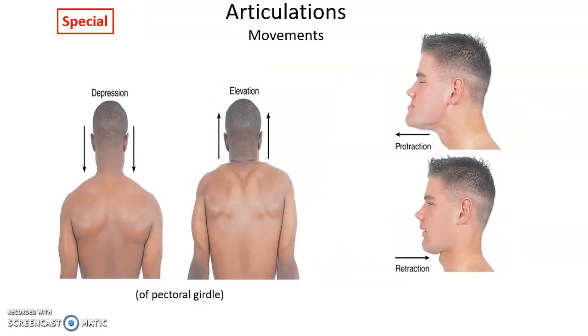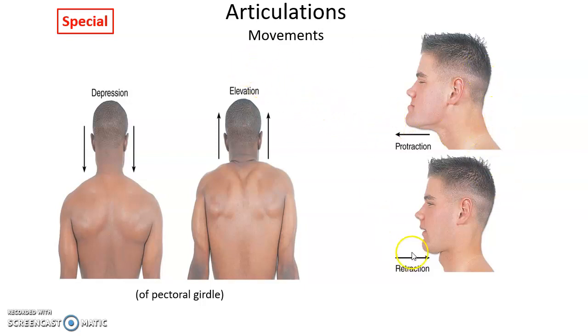Some other special movements that are out there don't quite fit in the other three categories. We have elevation and depression. For instance, we can elevate our shoulders. This is actually elevating the pectoral girdle. So you move the pectoral girdle up, that's elevation. Pull it down, that is depression. You can also elevate and depress the mandible, which allows us to chew.